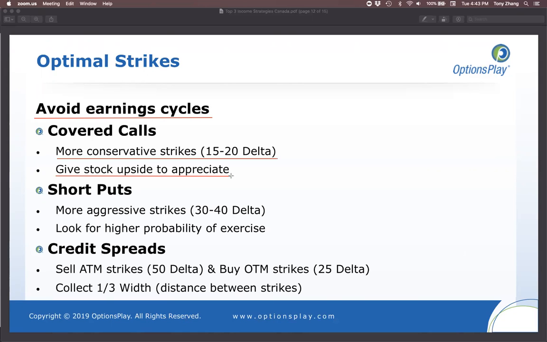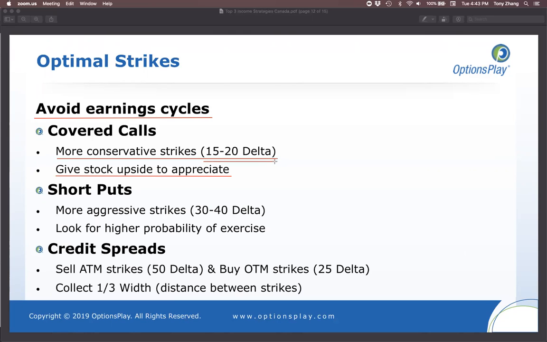So again, keep in mind that the primary reason that you're selling covered calls is the fact that you own the stock and you think that stock's going to appreciate. So in order to give that stock room to appreciate before it gets called away, you want to make sure you sell very conservative strikes on your covered calls.